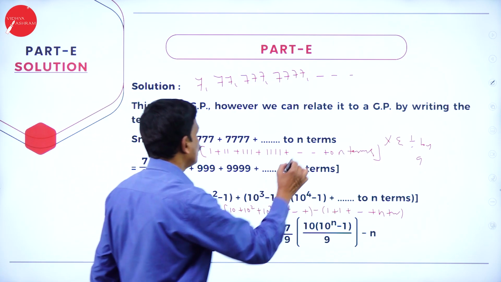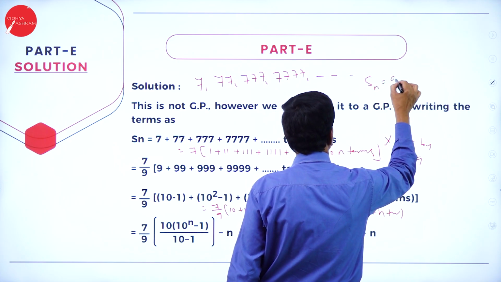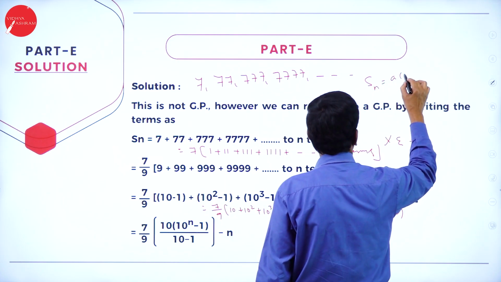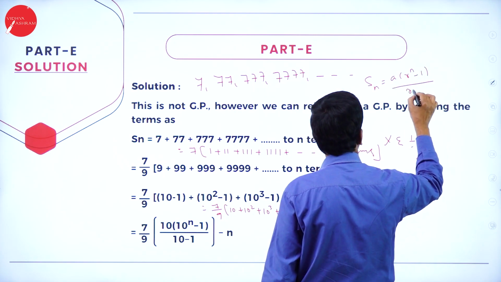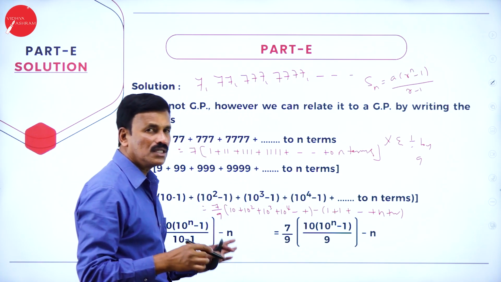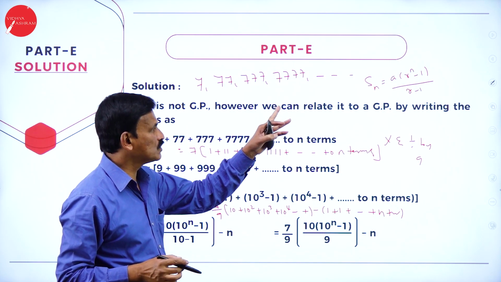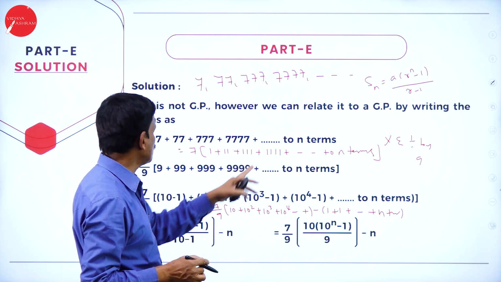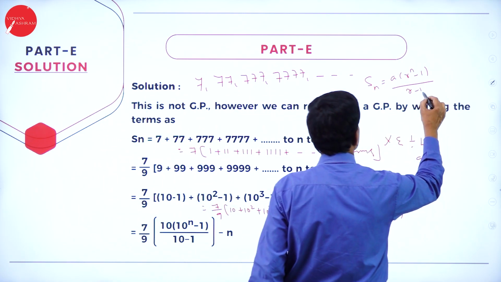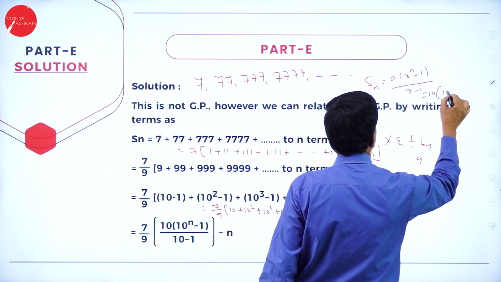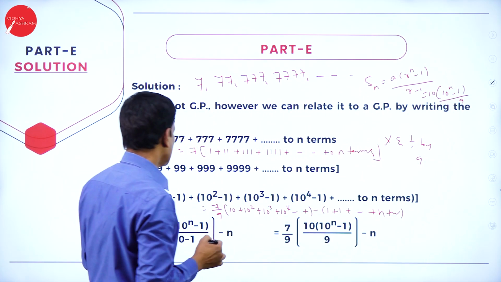The sum of n terms of a GP is Sn equals a into r to the power of n minus 1, divided by r minus 1. What is a? A is the first term. Here a is 10, and r is also 10, so it is 10 to the power of n minus 1 divided by 10 minus 1, which is 9.